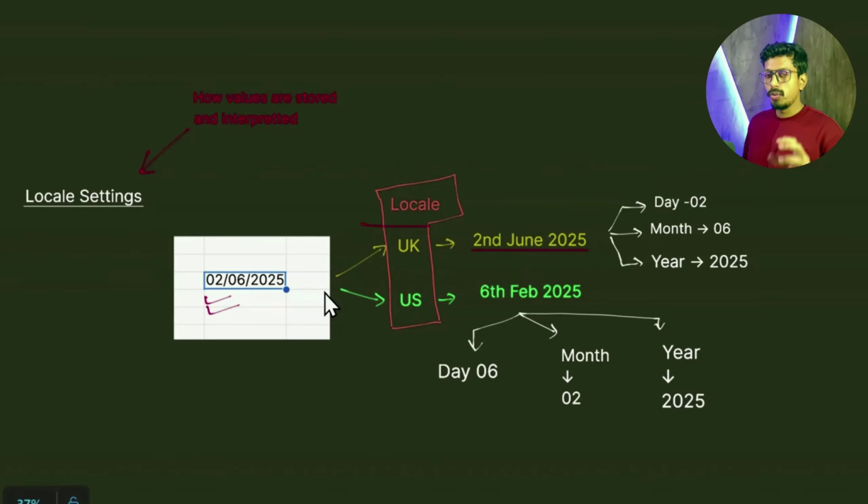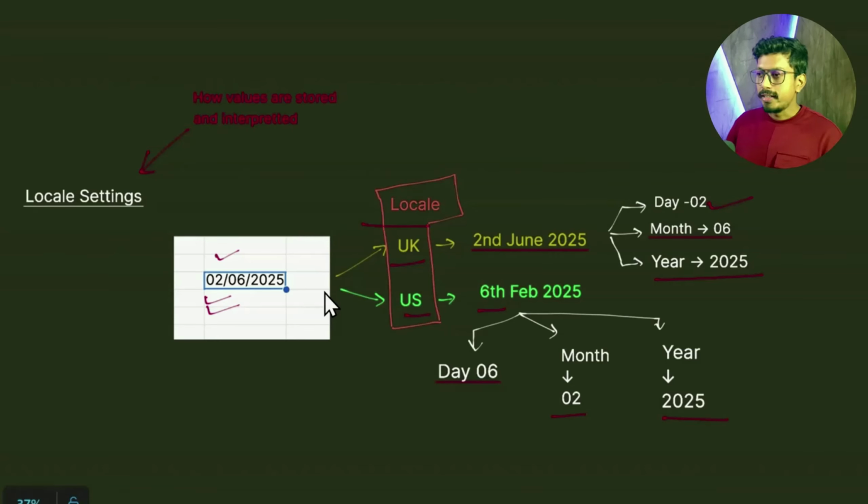And as I told you, any date has three containers, right? Three boxes. And in all those three boxes, the day box will contain 02, the month box will have 06, and the year box will have 2025. So you get the idea, depending on your locale setting, okay? And if your locale setting is set to US, at the same time you press enter when you wrote this date, it will be assumed as 6th of February 2025. The day container will contain 06, the month container will contain 02, and the year container will contain 2025.